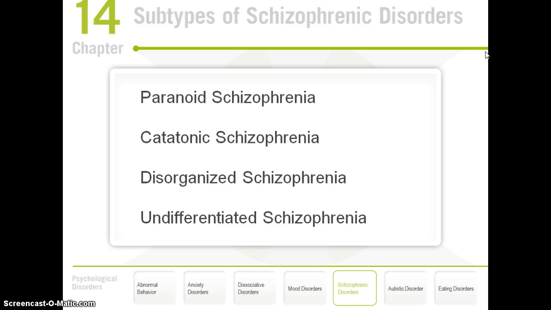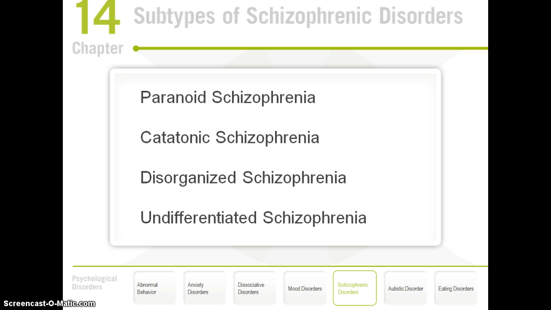There are 4 types of schizophrenic disorder. They include paranoid schizophrenia, catatonic schizophrenia, disorganized schizophrenia, and undifferentiated schizophrenia. Paranoid schizophrenia is dominated by delusions of persecution, along with delusions of grandeur.